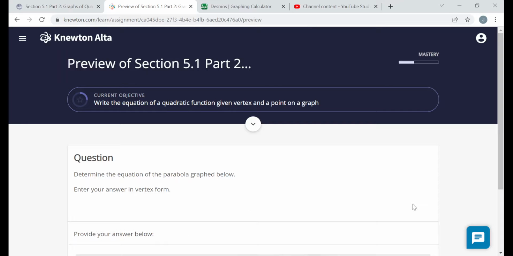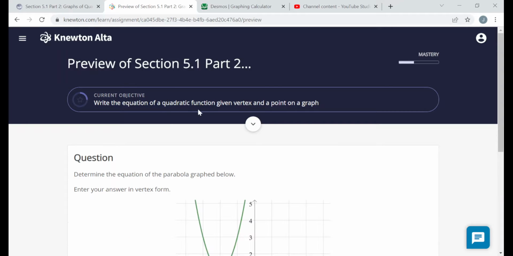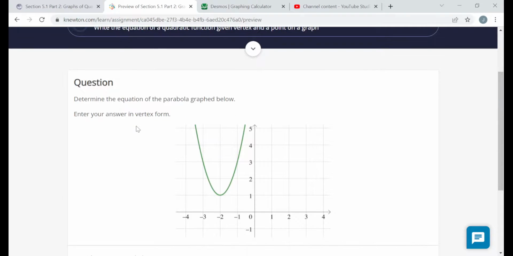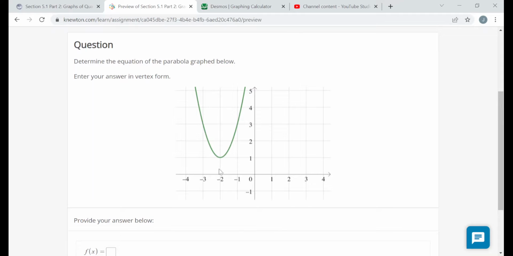Next question. All right, so we're back to that objective: write the equation of a quadratic function when you're given a vertex and a point on the graph. This time I'm going to read all the instructions. And look, they want us to enter the answer in vertex form, right? So the vertex here is negative 2, 1. And another point on the graph, it's not really highlighted, but I can see where it's meeting one of the corners of these boxes on the grid. Negative 1, 3 is also on the graph, or negative 3, 3, but I'll use negative 1, 3.